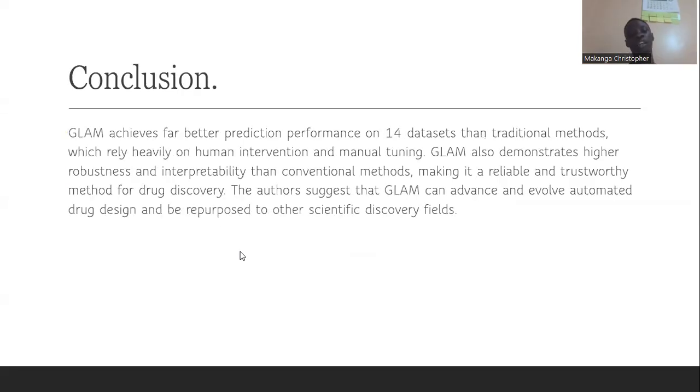And in conclusion, GLAM performed better in terms of prediction performance on the 14 data sets, and its adaptability is commended, and its performance without human intervention is really commended. Because of this, it's really reliable, trustworthy, robust, and it can be easily interpreted. So if the authors can find a way of making it computationally cheaper, then GLAM is really the best method for drug prediction.